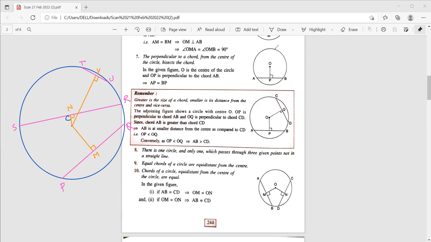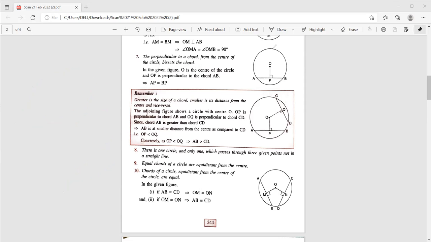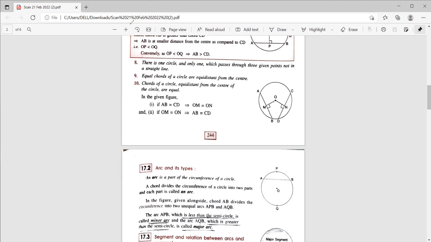Now we go for the next one and see here. The next one is point 8. There is one circle and only one which passes through 3 given points, not in a straight line. This is also very interesting. See, if I have 3 points on a plane, let me name them P, Q, R. I'm sorry, not S. 3 points are there: P, Q, R.